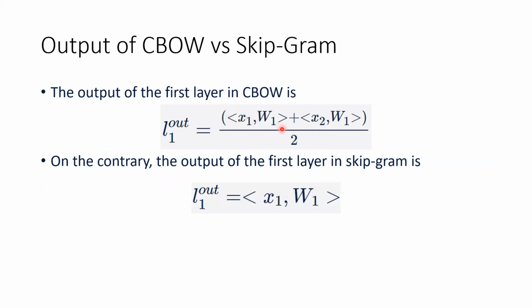So for the continuous bag of words, we are talking about the first layer. We were taking the average of two words because there were two inputs. Instead, here we have only one input. We have only one word. So in skipgram, x1 comma w1 is enough instead of taking the average.